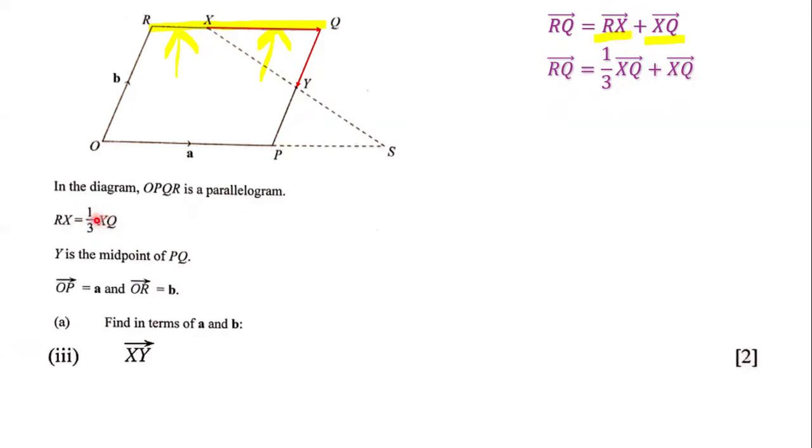So basically we replace RQ with this particular expression, a third x cubed. Okay, so what do we know? We have a third x cubed plus x cubed, right? And so what is that? What would that give us?